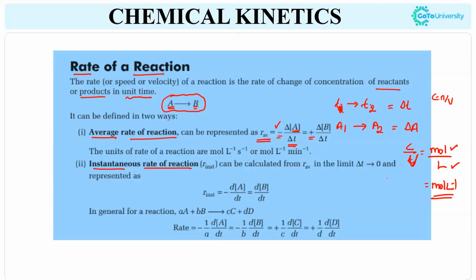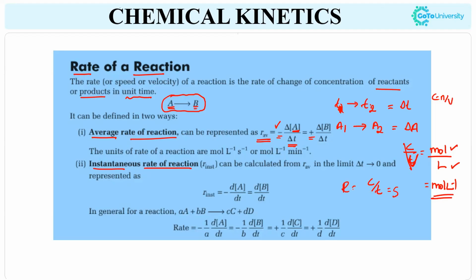Coming to the mole liter raised to minus 1, that is the unit of concentration. Concentration is equal to n by v. So now I am moving to the rate. Rate means concentration divided by time, right? So concentration is mole liter raised to minus 1, and time, usually we express in seconds. So what will be the unit of this rate?